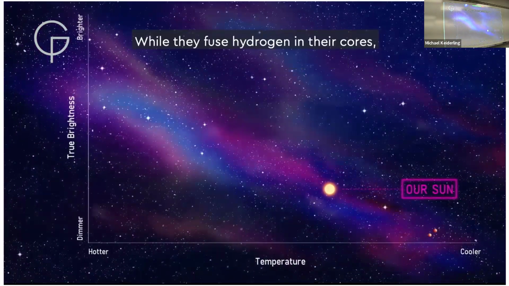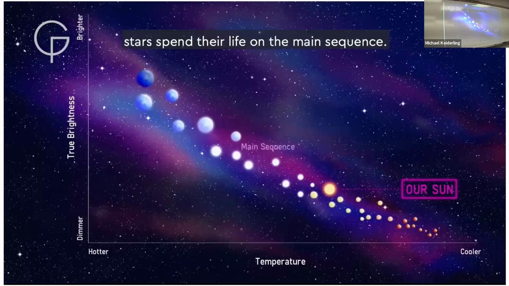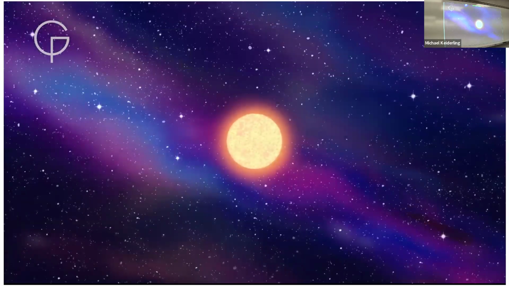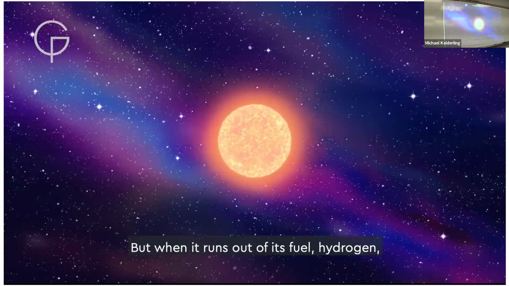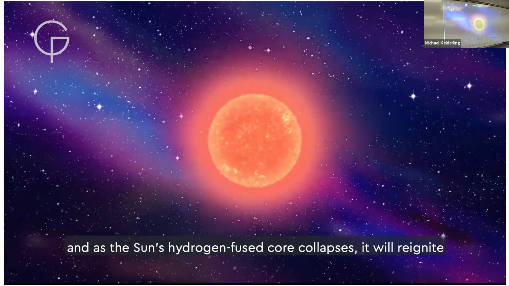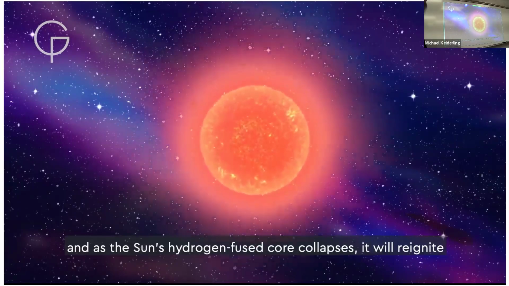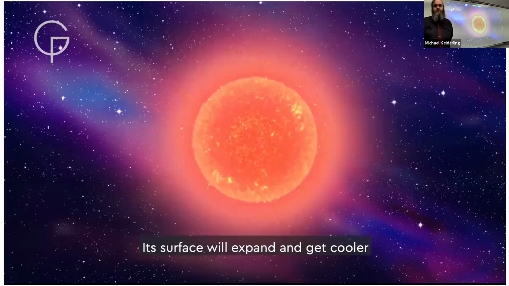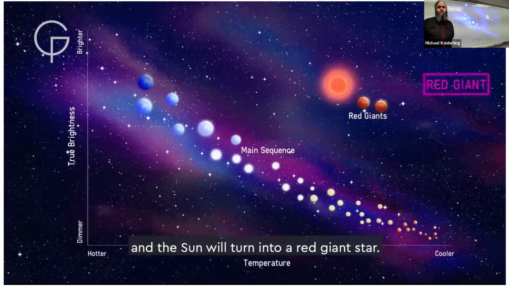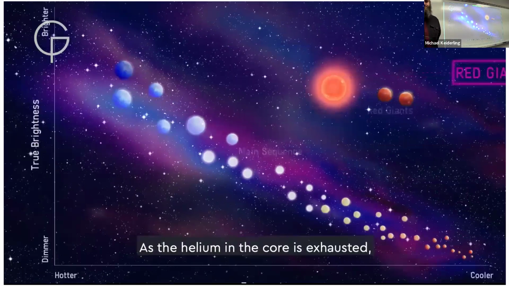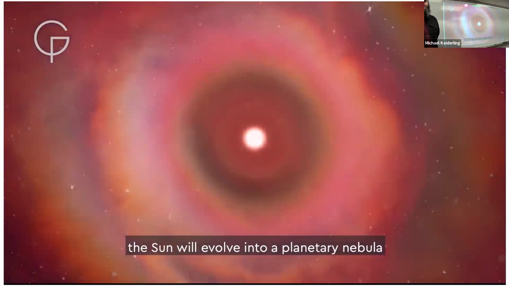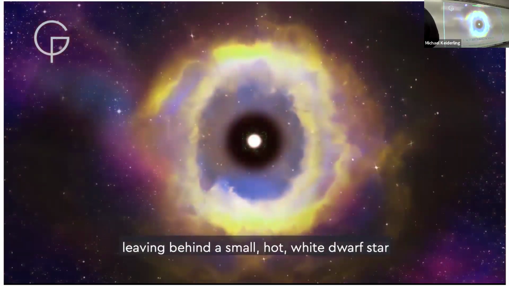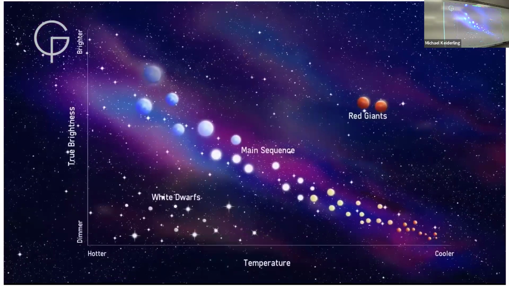While they fuse hydrogen in their cores, stars spend their life on the main sequence. Like the majority of stars, our Sun is a main sequence star. But when it runs out of its fuel, hydrogen, it will evolve off the main sequence, and as the Sun's hydrogen-fused core collapses, it will reignite and fuse the helium in its core into carbon and oxygen. Its surface will expand and get cooler, and the Sun will turn into a red giant star. As the helium in the core is exhausted, the Sun will evolve into a planetary nebula, blowing off its outer layers, leaving behind a small, hot, white dwarf star that is rich in carbon and oxygen.